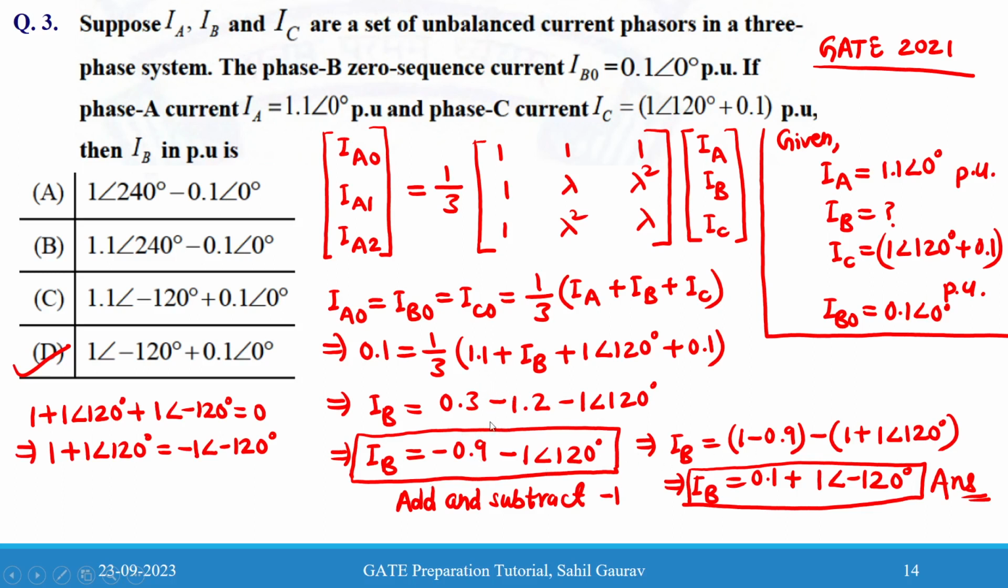I did not get you. Means here minus 0.9, how did you write the value of IB? In the prior step you wrote 0.1 is equal to 1 by 3 within this bracket 1.1. So take the 3 to this side, so it will be 0.3 on the LHS side. So minus here, on the RHS side 1 plus 1 plus 0.1, so it will be 1.2. So I will write one more step. Okay, I understood.